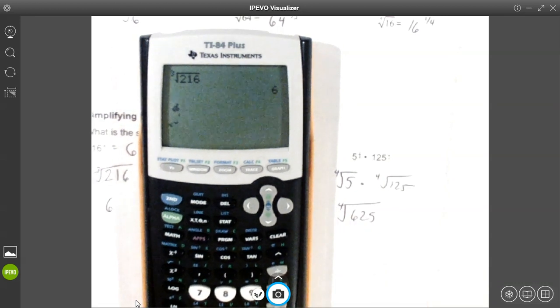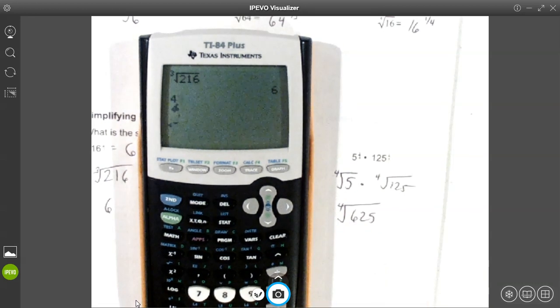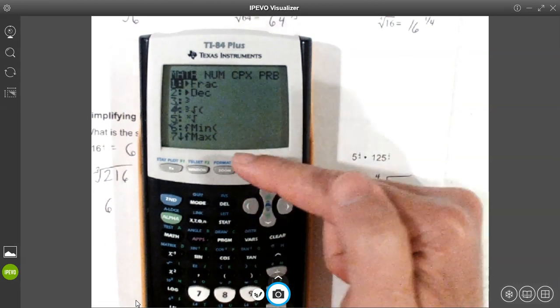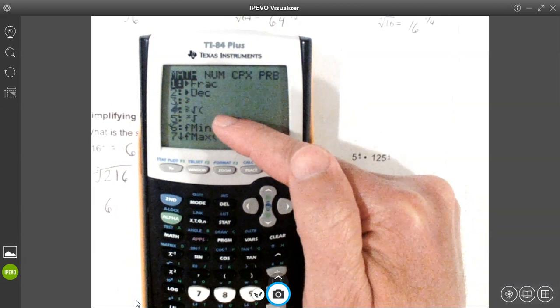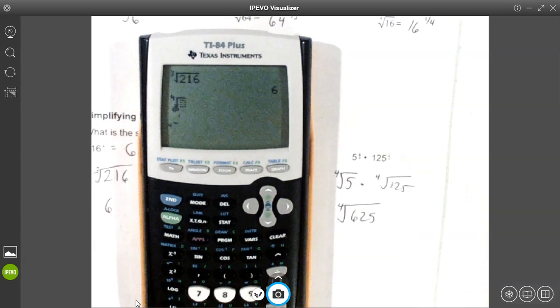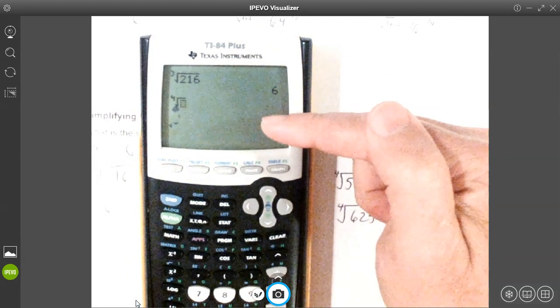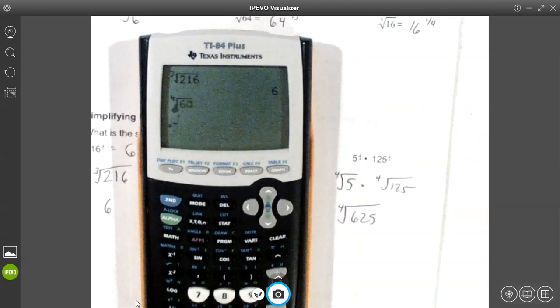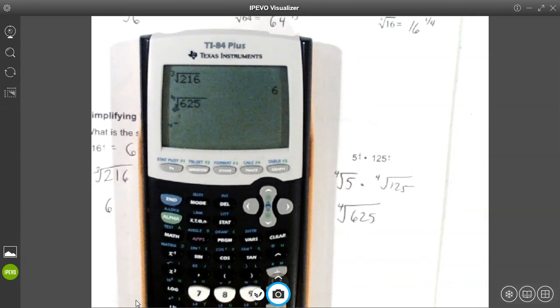I have to type that 4 in first. So if I type in 4, and now I hit my math button and either scroll down or just choose option 5 there, notice it automatically put that 4 up in the index. So for anything other than a cube root, you have to hit that index before you get to that math menu. But now I want to find the fourth root of 625.